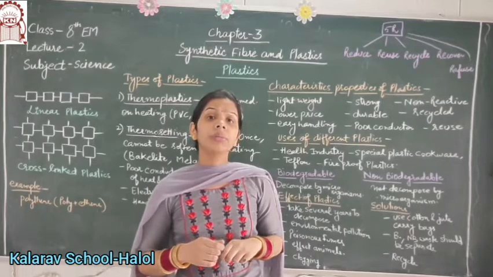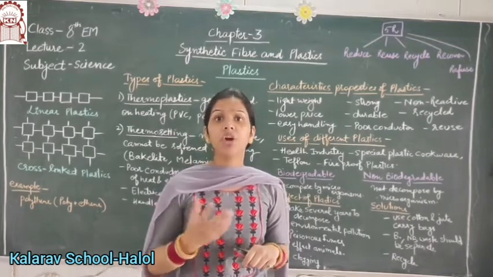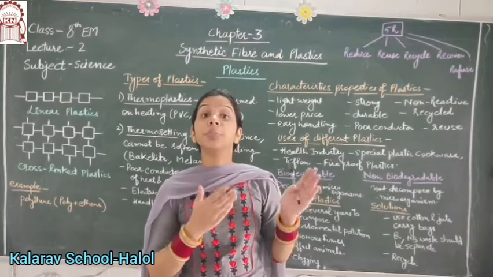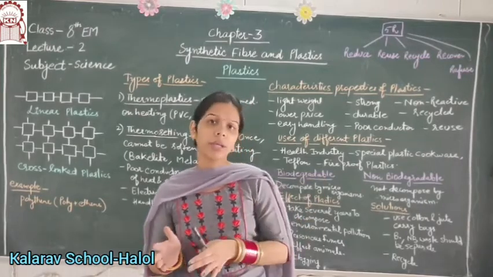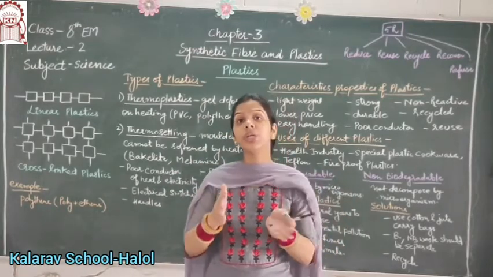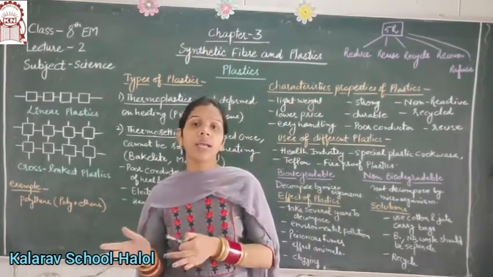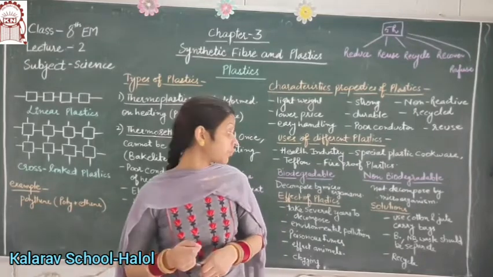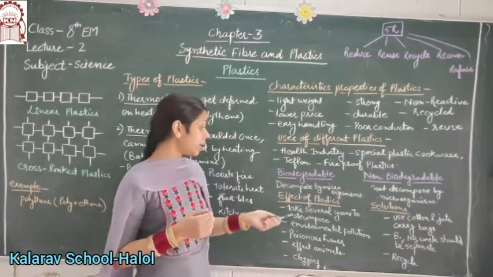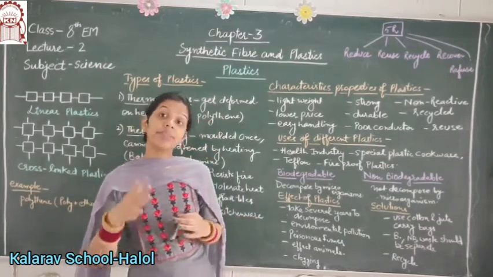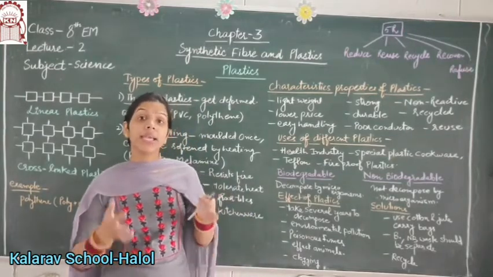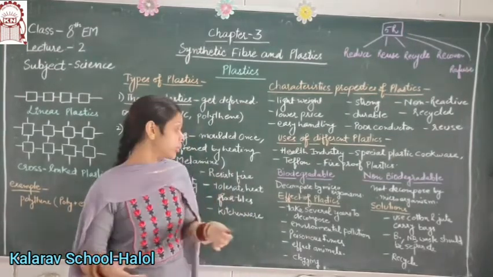That is, the cans of tin and aluminium, and the most important, plastic. It is non-biodegradable. It cannot be reduced. It takes several years to decompose. It affects the environment very badly. So some effects of plastics on the environment are: number one, it takes several years to decompose. This is a drawback of plastic, that it takes a number of years to decompose.